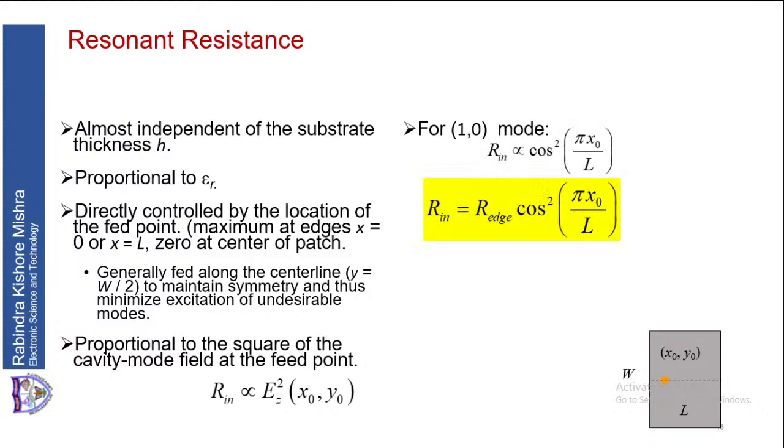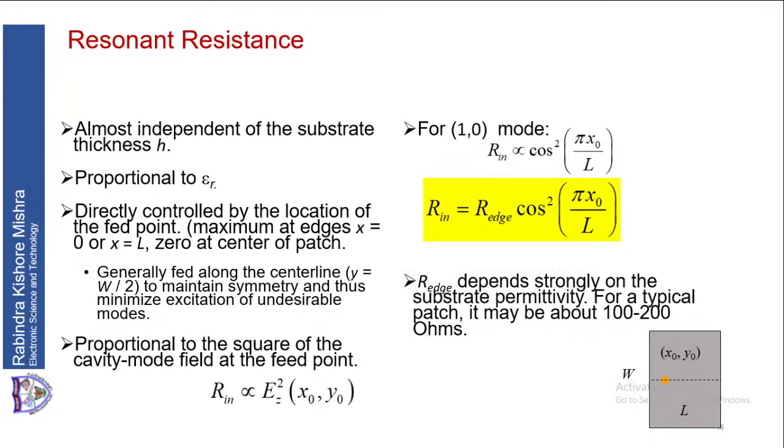For the 1-0 mode, we will get Rin proportional to cos square pi x0 by L. Or you can say, with a proportionality constant, Rin is equal to RH cos square pi x0 by L. Now if you put x0 equal to 0, this will be cos 0, so Rin is equal to RH. So the proportionality constant is RH, the input resonant resistance at the edge. RH depends strongly on the substrate permittivity. Typically it will be about 100 to 200 ohms.